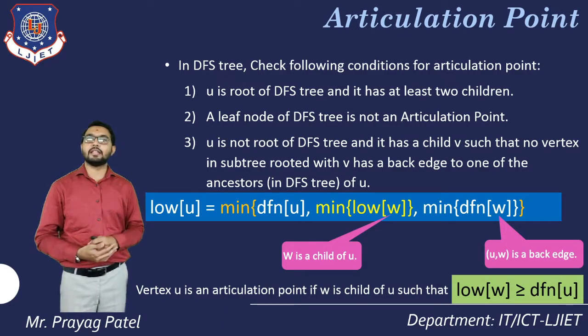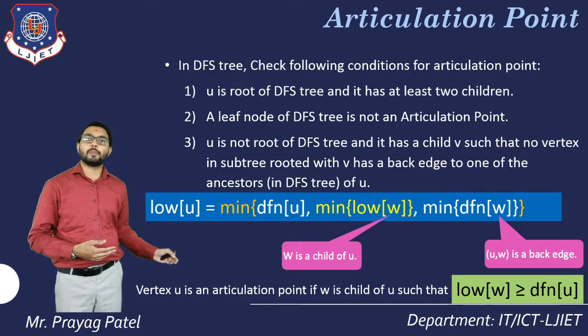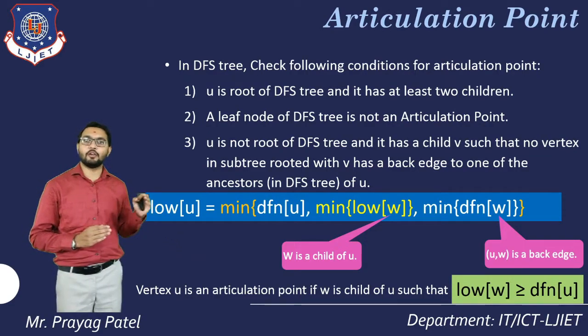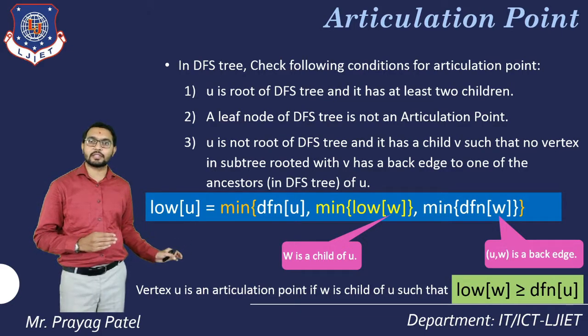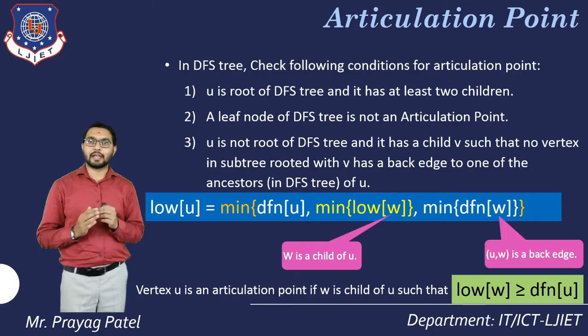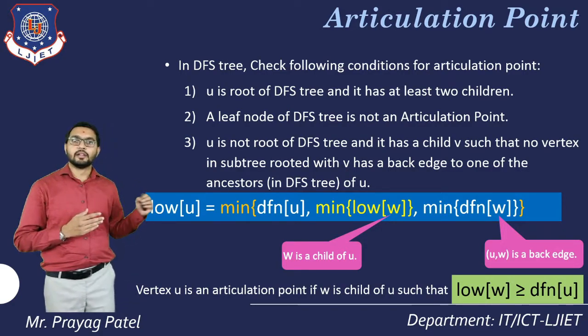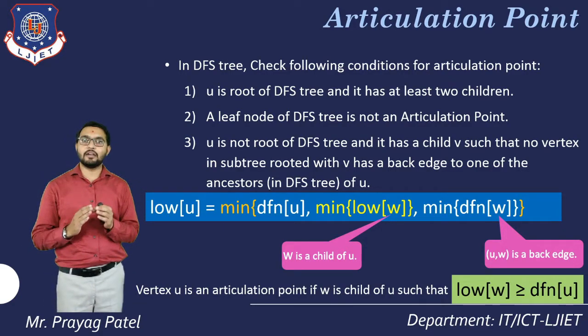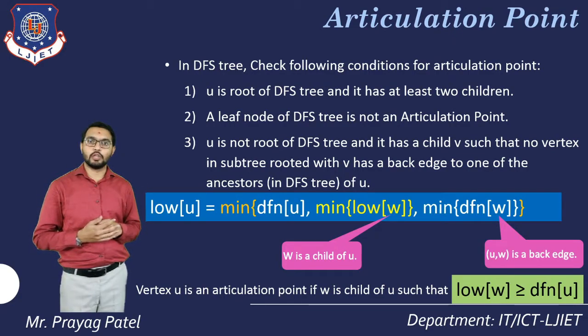After you find the value of low and the value of dfn, you compare the value of low with the value of dfn according to this equation. In this equation, consider U as your vertex or node and W as a child of node U. So for U as your node and W as its child, compare the condition: low of W greater than or equal to dfn of U.